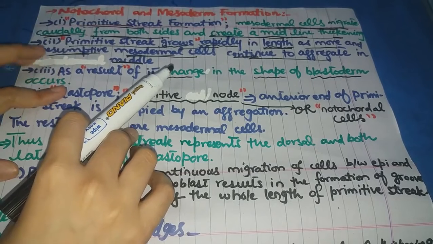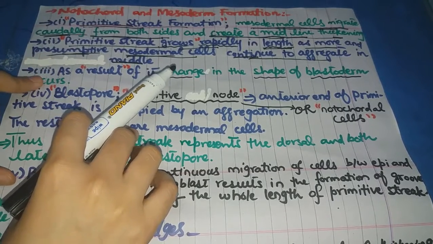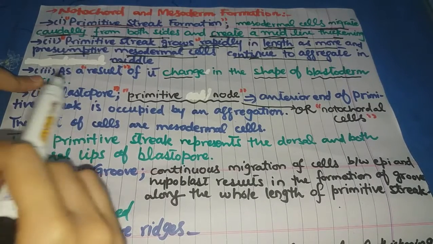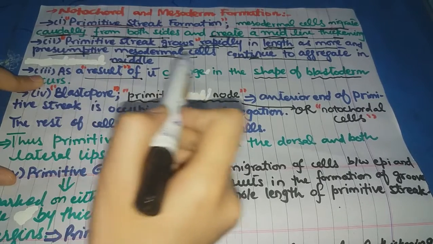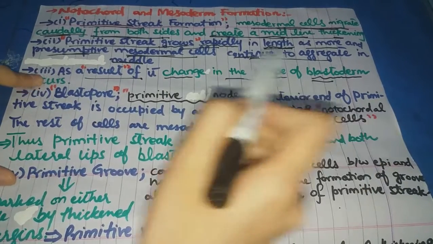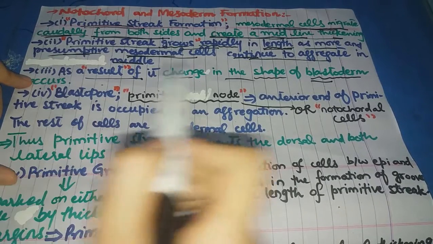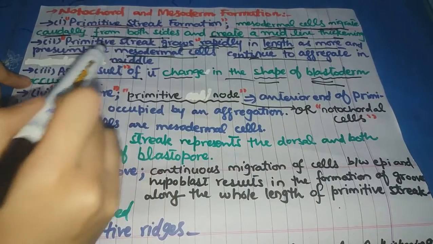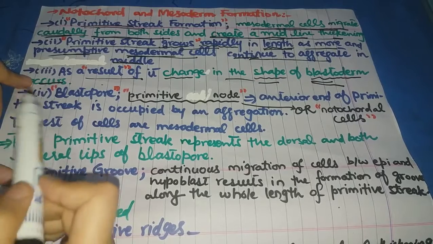Now, after the growth of this primitive streak, the next step is related to those changes which occur as a result of all this in the shape of the blastoderm. So in the third stage we can see that the shape of the blastoderm has been changed due to all these changes which occurred previously.